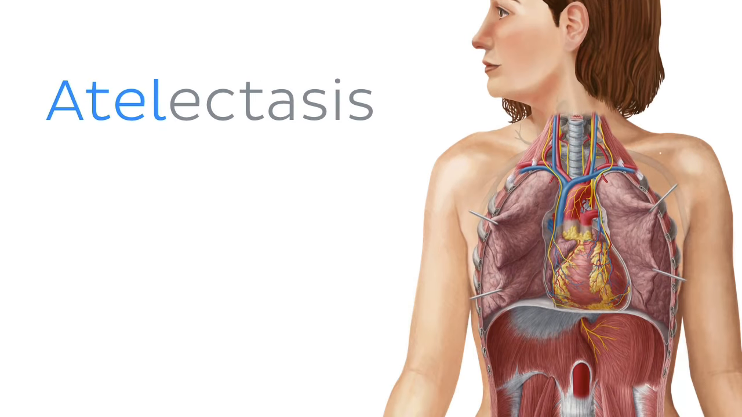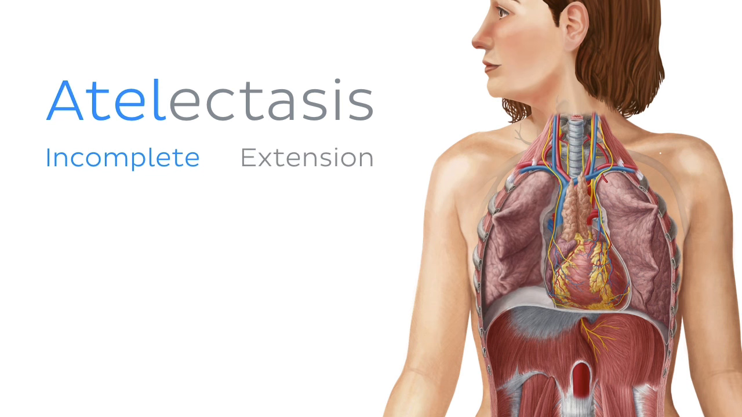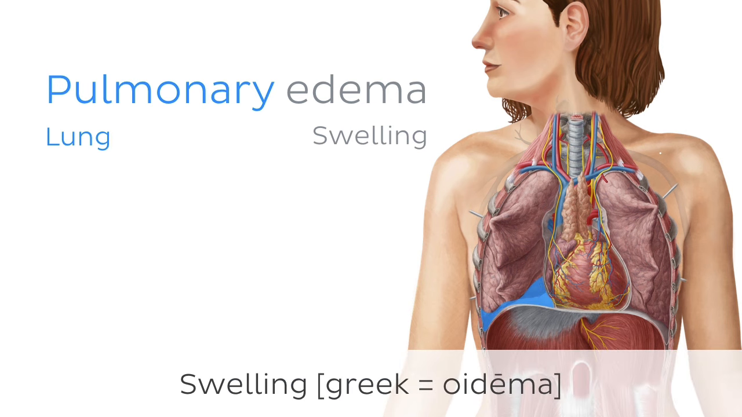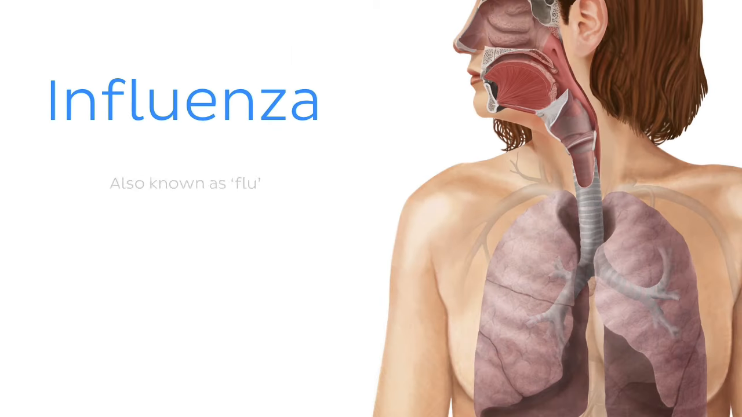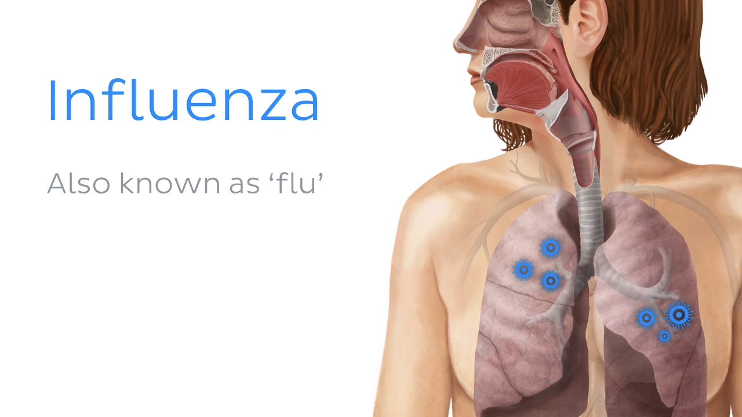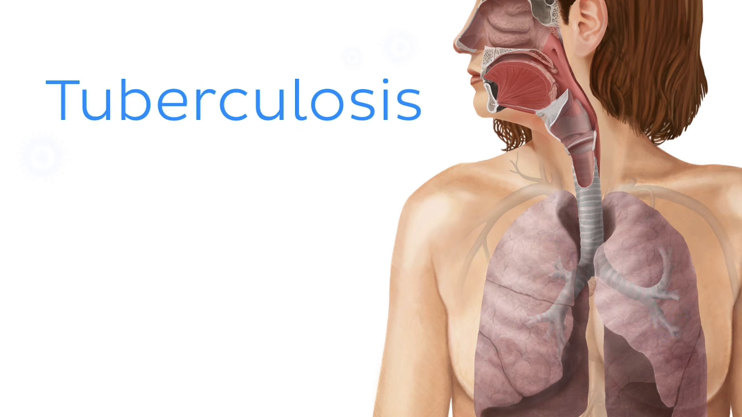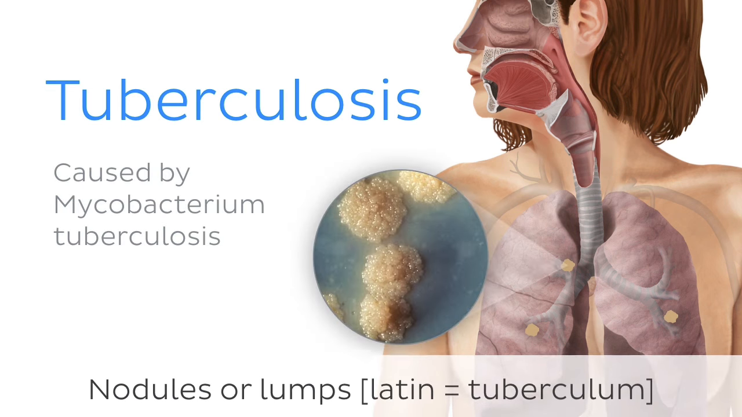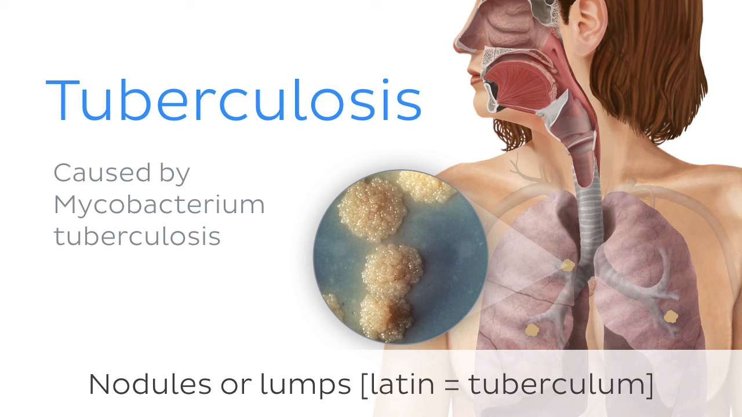Atelectasis is the term for partially or fully collapsed lung. Pulmonary edema refers to accumulation of fluid in the lungs. Then we have respiratory infections. Obviously, we can't not mention influenza, of course more commonly known as flu, caused by the influenza virus. Tuberculosis, again a very well-known contagious infectious disease, mostly affecting the lungs, caused by tubercle bacillus or Mycobacterium tuberculosis. It gets its name from the bacterial nodules or lumps which form in the lungs due to this condition.